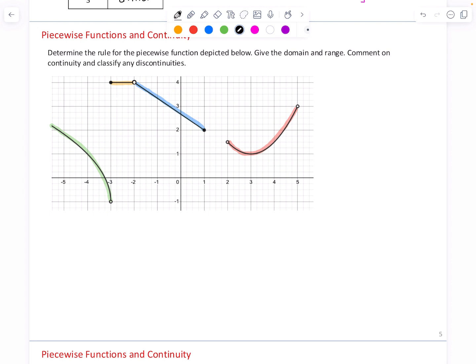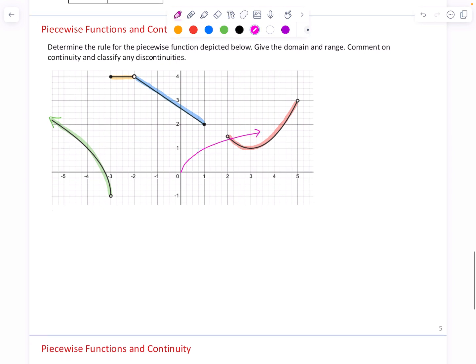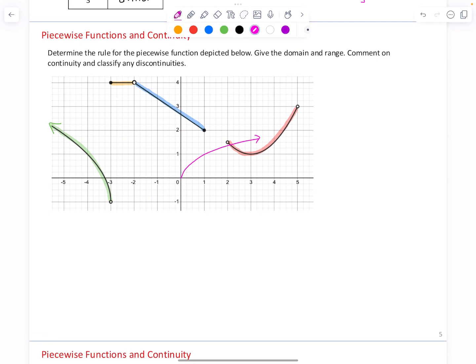For the green portion, let's go ahead and assume that the graph continues off to the left. It has not been cropped on the left side. But notice we do have a hollow point here when x is negative 3. Also, it appears that this is a transformation of the square root of x. Now, normally the square root of x is this pink graph. It begins on a solid point at the origin, and it contains the point 1, 1.